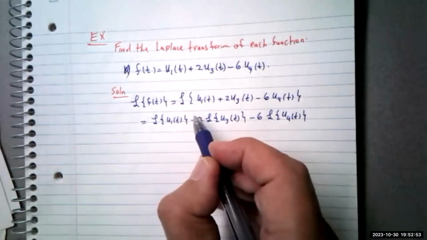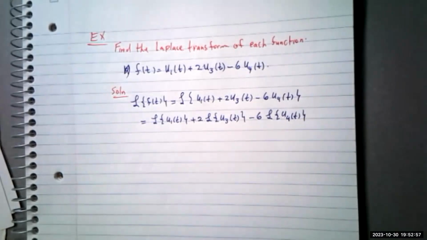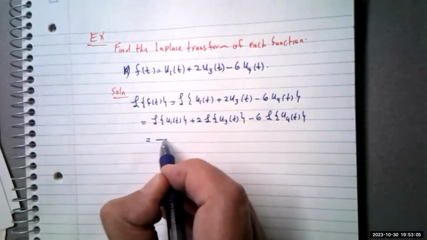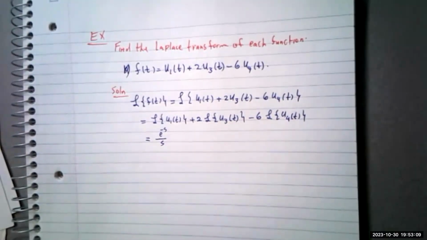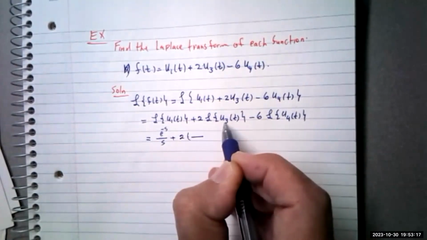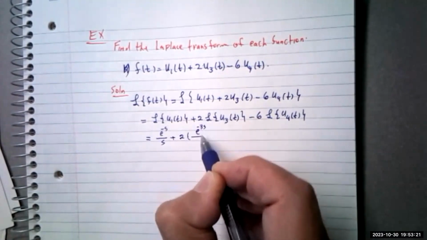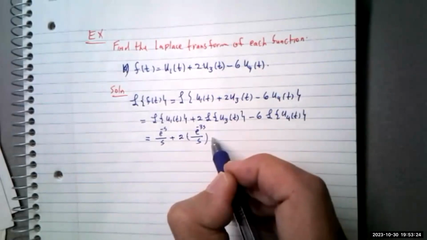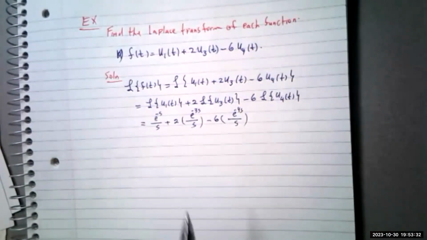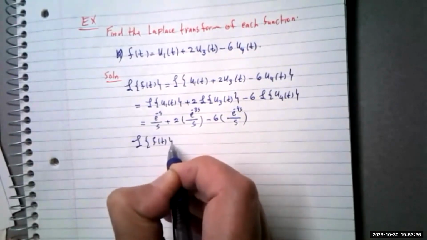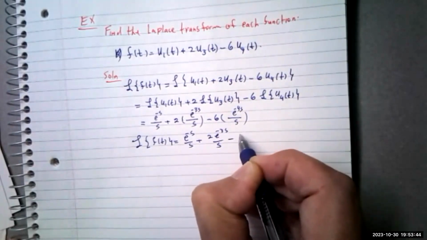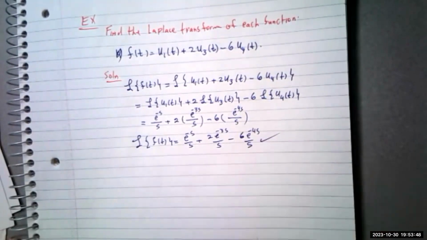Yes, what's the question? Where did you get that subtraction from? That's one. Just substitute. The first one, c is 1, so it's going to be e to the negative s over s. That's the first one. The second one, 2 times, c is 3, e to the negative 3s over s. The next one, minus 6 times, c is 4, e to the negative 4s over s. That's it. We put them together. So the Laplace of f of t is e to the negative s over s plus 2e to the negative 3s over s minus 6e to the negative 4s over s, and then you're done.